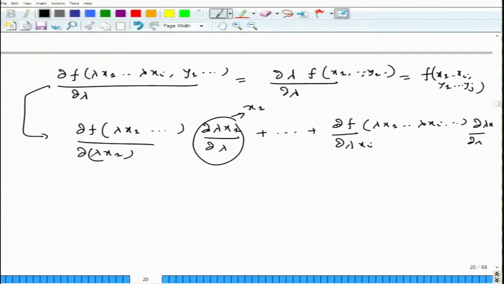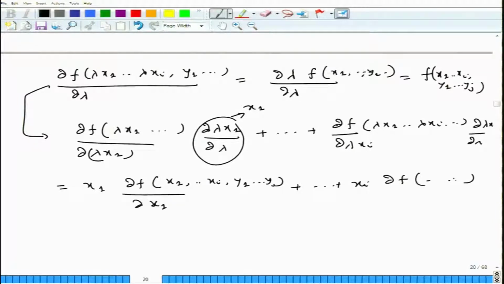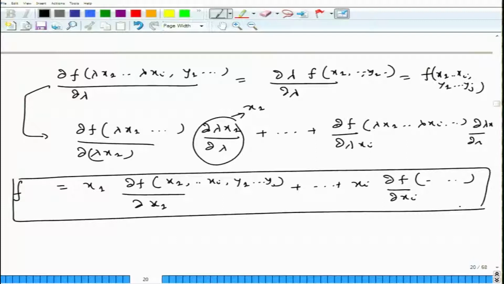Now, this is just a multiplication by lambda, lambda can come out here, and similarly f of this can be written as lambda times f, and lambda and lambda can cancel. So, this is nothing but equivalent of saying x1 del f of x1 xi y1 yj divided by del x1 plus xi del f again by del xi, and this is nothing but f from this term. So, this gives us basically Euler theorem for homogeneous function in this form. So, this is basically because x1 to xi are homogeneous function of degree 1.